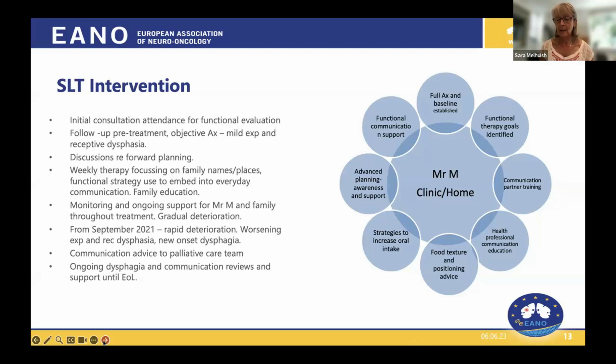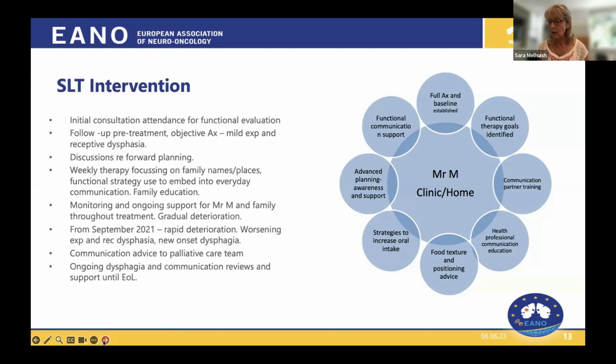And this assessment identified mild expressive dysphasia in spoken and written modalities, mild receptive dysphasia in spoken modality. The patient was really keen to have some direct input to try and maintain function, and identified maintenance of family names and place names as most important to him. And he worked incredibly hard on that, and it did really make a difference to him.